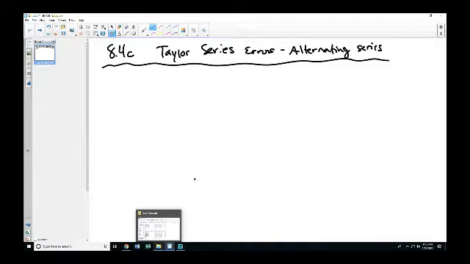Taylor series error. Okay, so the first thing you want to keep in mind is the Taylor polynomial versus the Taylor series. Okay. So if I were to have a function like sine x, right?